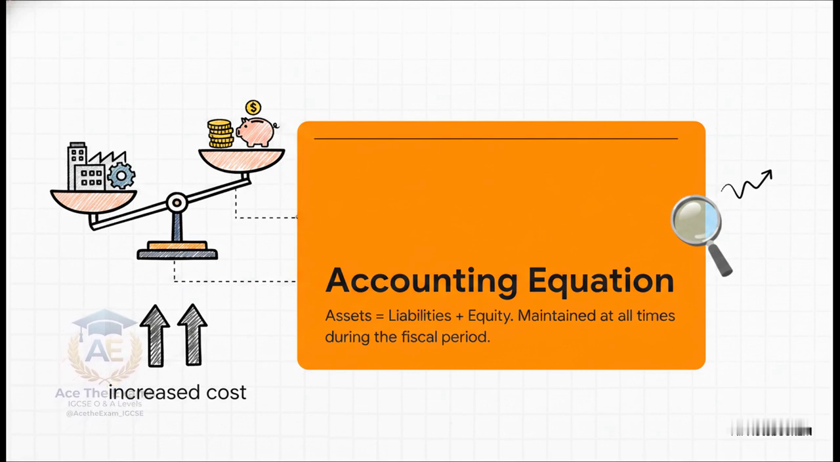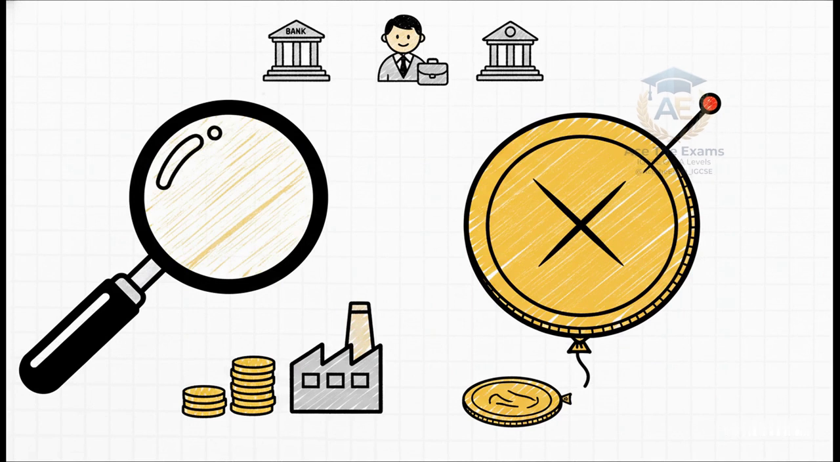If a manufacturing cost goes up, something else simply must shift to keep these scales perfectly balanced at all times during the fiscal period. And this is really where we separate the good students from the great ones. You need to master terms like accrued, prepaid, realization, and consistency. But above all, you must respect the prudence concept.